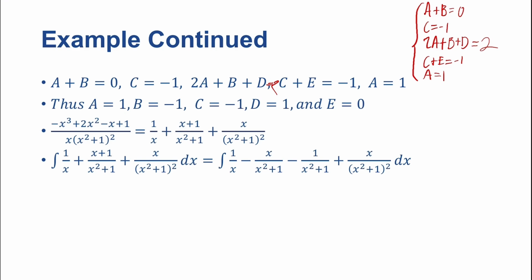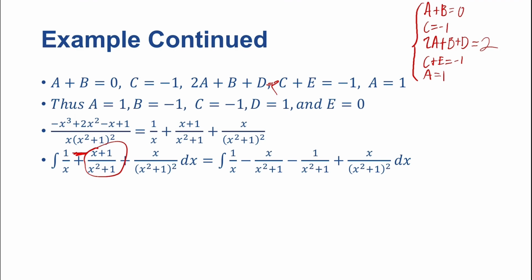We get the integral of 1 over x plus negative x minus 1 over x squared plus 1 plus x over x squared plus 1 squared. Now we're going to do something similar to what we did in the last example, where we split things up, and we should have a minus sign here. We decompose this fraction, which is pretty easy, we just take the difference. Then we get the integral of 1 over x minus x over x squared plus 1 minus 1 over x squared plus 1 plus x over x squared plus 1 squared dx.